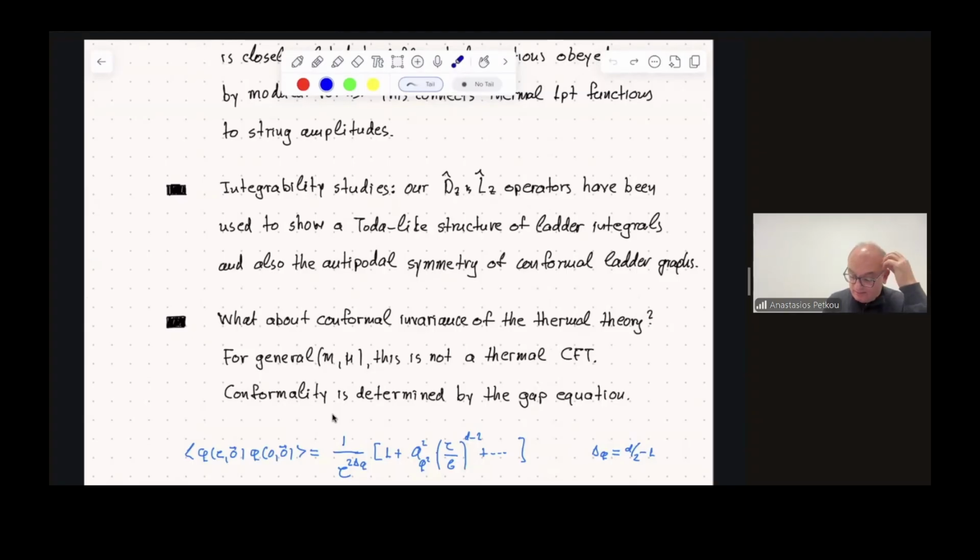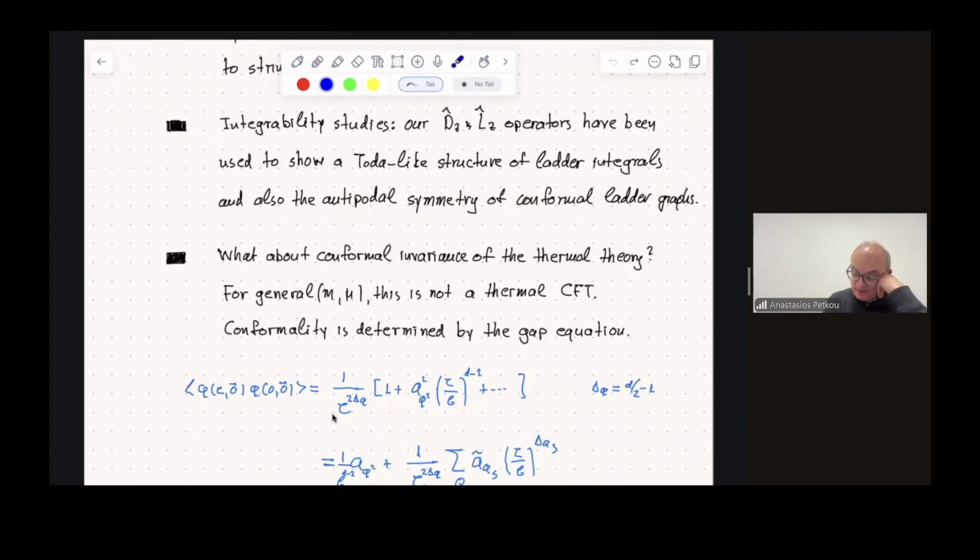That's one thing. Now, our formulas can also be used in various integrability studies. I'm not a big expert on that, but recently our operators have been used to show a Toda-like structure of ladder integrals, and also to prove the so-called antipodal symmetry of conformal ladder graphs. It was amusing to notice that, and it was appreciated, actually.